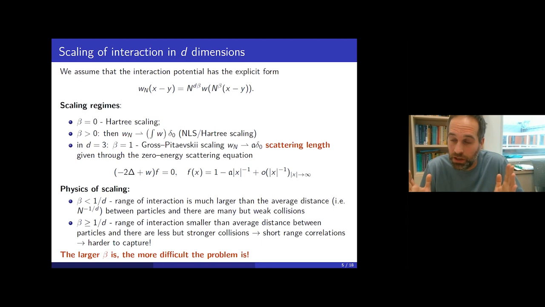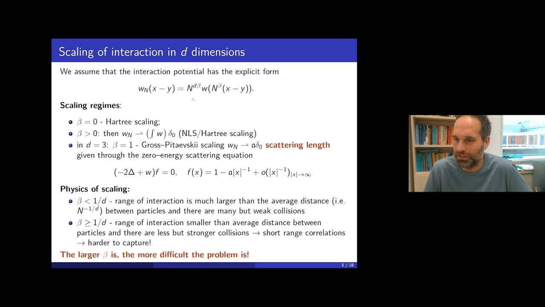So this is not a thermodynamic limit. Let's be clear, this is not a thermodynamic limit. In this setup we have a volume of size one, and then N to the minus 1 over d is the average distance between the particles. And if the range of the interaction is much larger than that, then we usually say that we have many collisions between the particles, but they are in some sense weak, and they are weak because there is an N to the d beta in the scaling, in front of the W only. And if beta is small, then in some sense it becomes smaller than if beta is larger. That's the heuristics behind it.